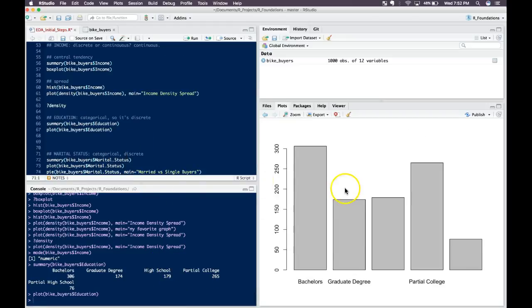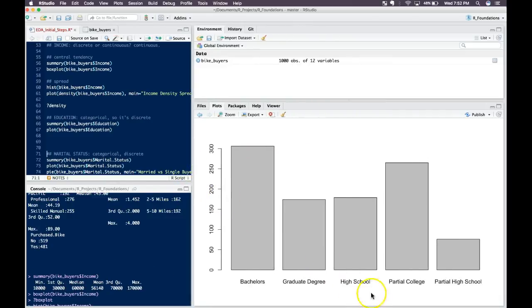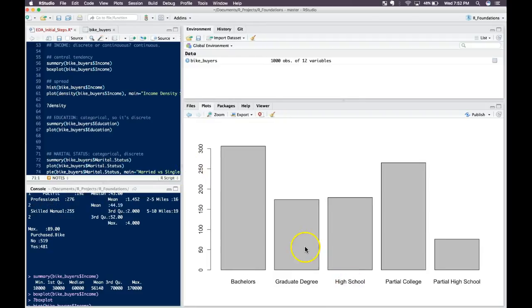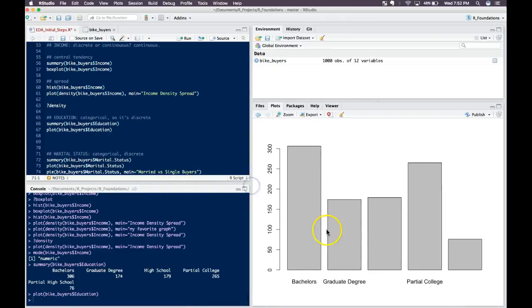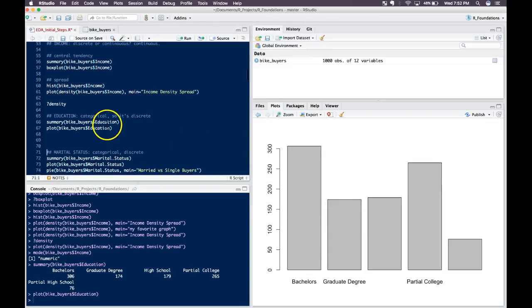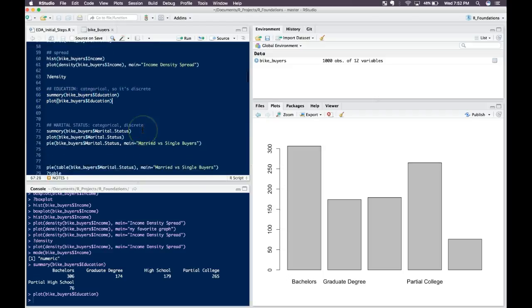So let's go ahead and look at that. Alright, so bachelor's, visualized like we already knew, is the most common in this data set. Sometimes if the labels don't appear, you just have to increase the size of the graph and they'll appear. It's helpful to see, partial college is next, but partial high school is by far the least. So that'll be interesting to note later. Alright, so we know more about the education in this data set.